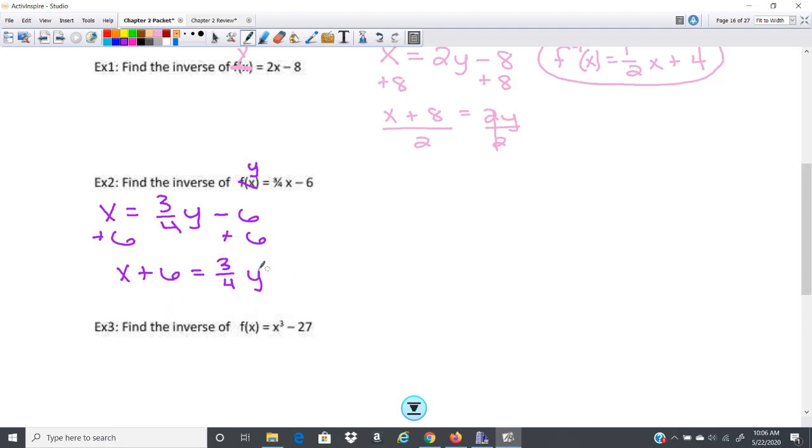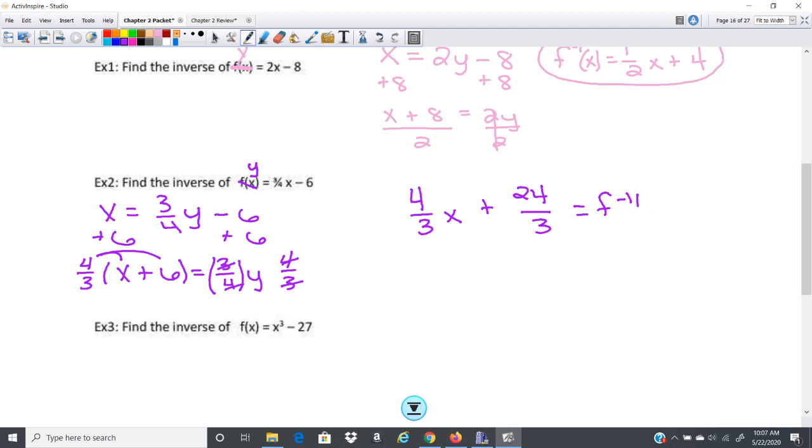Then I'm going to multiply by the reciprocal, 4/3, on both sides. That will get rid of the fraction on this side. Those 4's cancel, those 3's cancel. And then here I'm going to get 4/3 x. And then 4 times 6 is 24 over 3, and that actually should just be 8. So we're going to get f to the negative 1 of x equals 4/3 x plus 8.